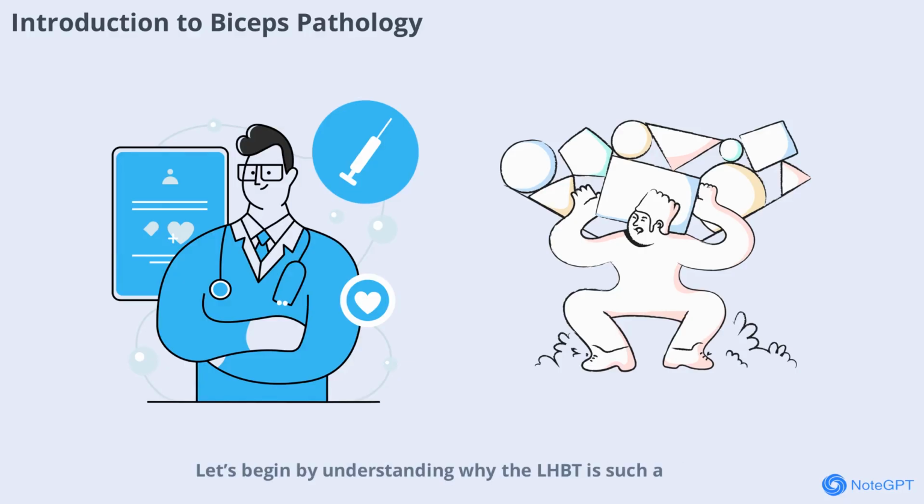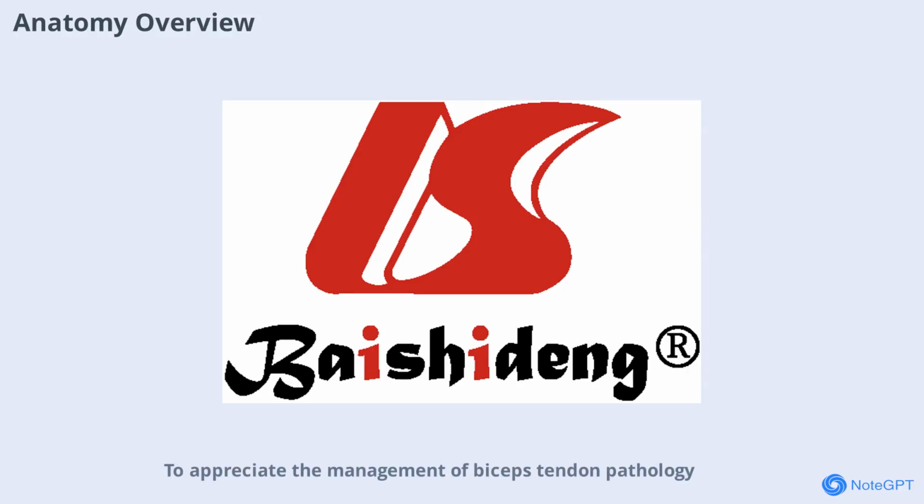Let's begin by understanding why the LHBT is such a significant pain generator and how its pathology impacts daily life. To appreciate the management of biceps tendon pathology, it's essential to understand the anatomy. The LHBT originates from the supraglenoid tubercle and the superior glenoid labrum, exiting the shoulder joint through the bicipital groove.